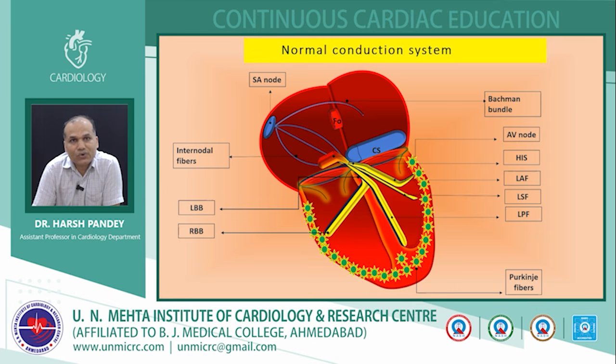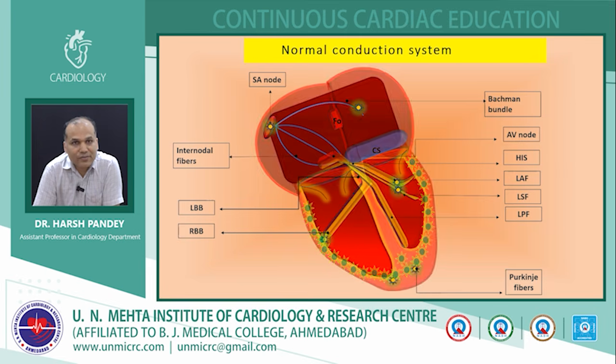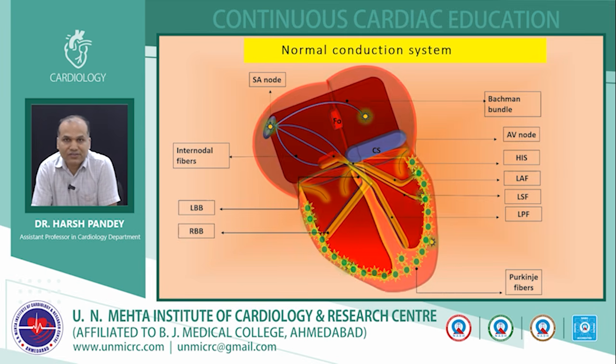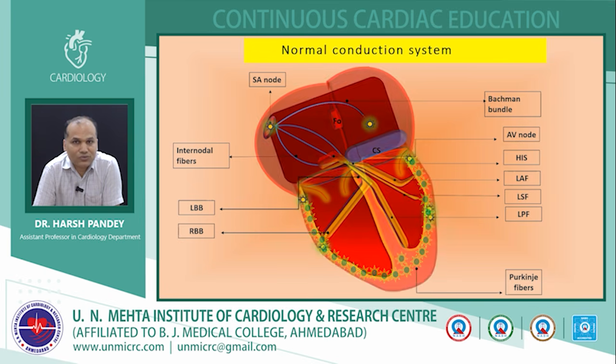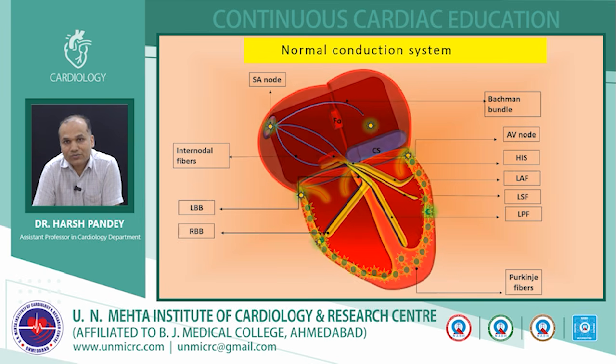So the impulse is going to start from the SA node, and through the various conduction fibers, it will travel to the intra-atrial fibers, AV node, and then the His-Purkinje system. At last, it reaches the ventricular myocardium, and it will give rise to the QRS complex.